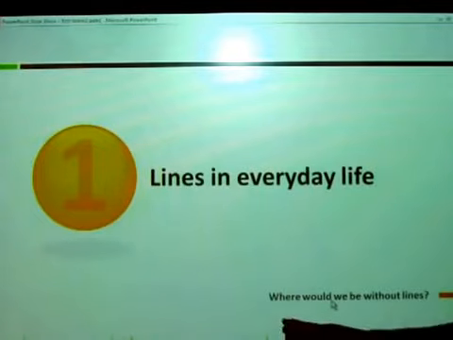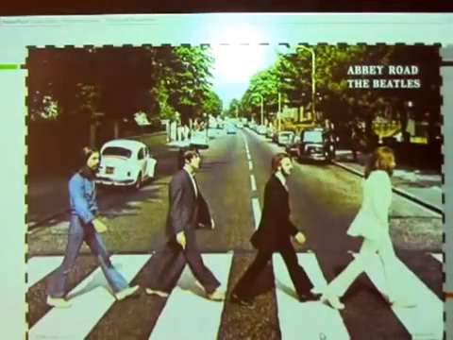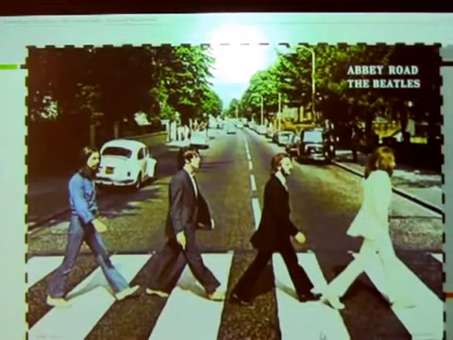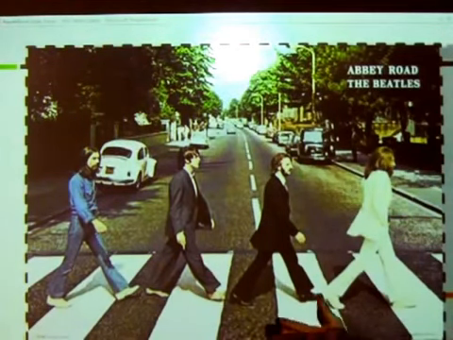Lines in everyday life. Where would we be without lines? Well, the famous album cover, Abbey Road, has the Beatles crossing the road in a crosswalk. Where would the Beatles be without that crosswalk? They may have never actually crossed Abbey Road.